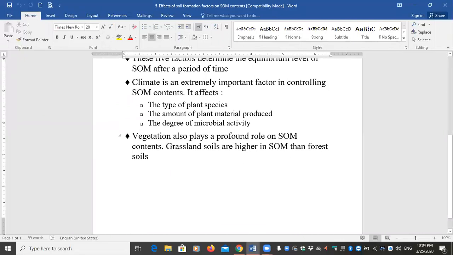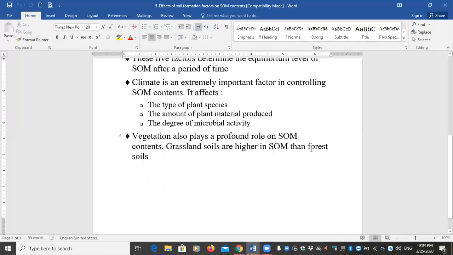Vegetation also plays a profound role on soil organic matter contents. Grassland soils are higher in soil organic matter than forest soils. So if we take in the same general area 2 different regions, one of them covered with grasses. Grasses here we mean permanent grasses, not like the ones that grow in Jordan for a few months and then disappear. That's not grassland. Grassland is land that is covered by permanent grasses.